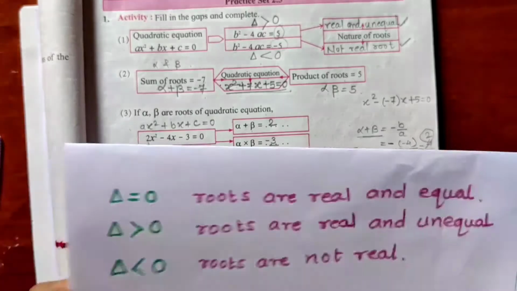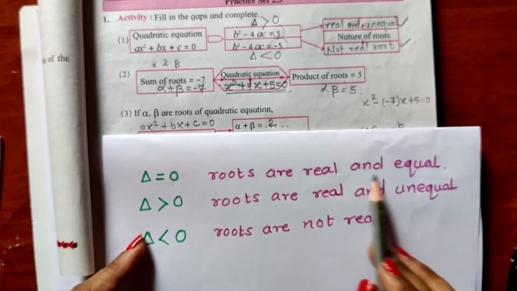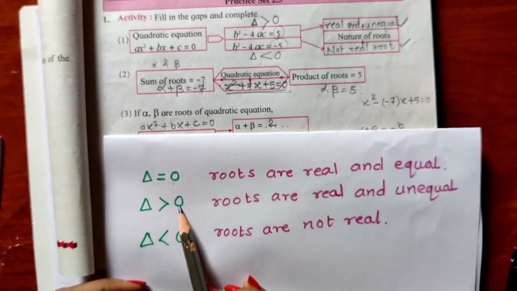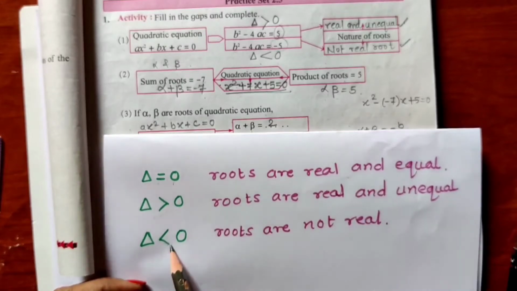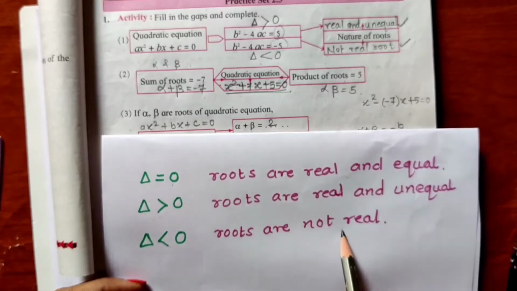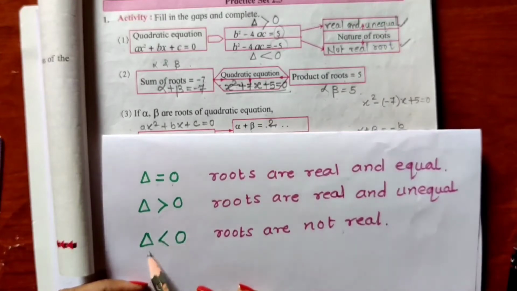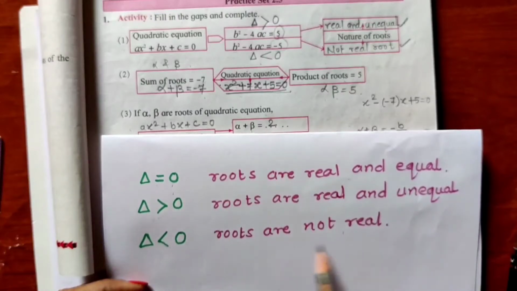We all know that if the discriminant value is 0, roots are real and equal. If discriminant is greater than 0, that means it is positive, then roots are real and unequal. And if it is negative, less than 0, roots are not real. So first we will have to find out discriminant, and based on the value of discriminant, we can decide what is the nature of roots of the equation.